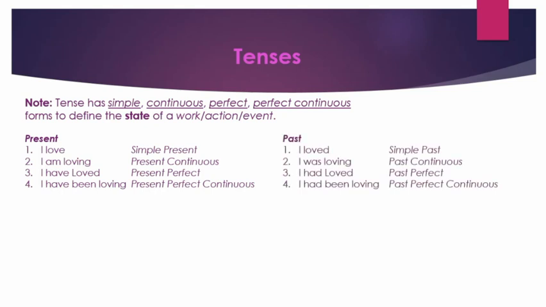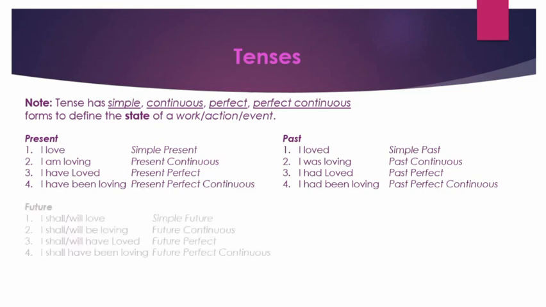I was loving. Past continuous. I had loved. Past perfect. I had been loving. Past perfect continuous. Future tense. I shall love. Simple future. Or you can say I will love. I shall be loving. Future continuous. I shall have loved. Future perfect. I shall have been loving. Future perfect continuous.